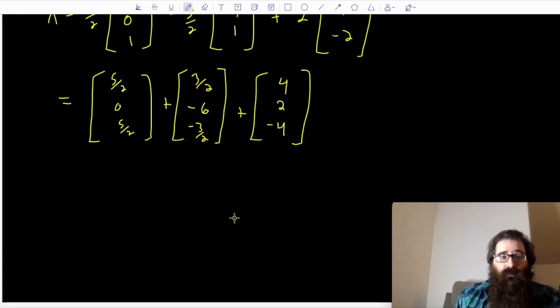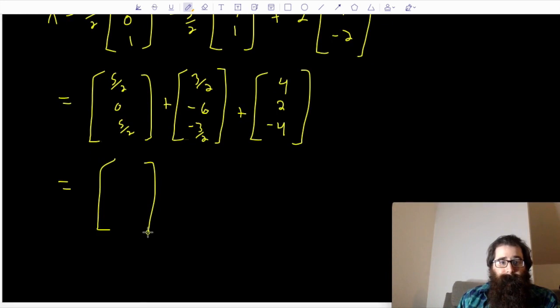And then I can just work through the rest of the arithmetic. Now 5/2 plus 3/2 is going to give me 8/2. And 8/2 is going to give me 4. 0 plus negative 6 is going to give me negative 6. 5/2 minus 3/2 gives me 2/2. 2 over 2 is going to give me 1.